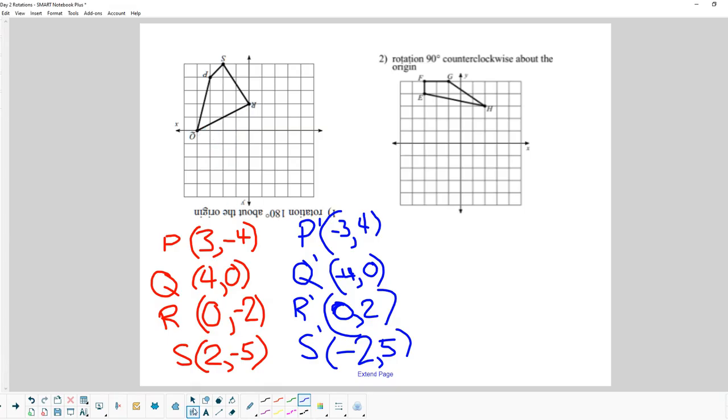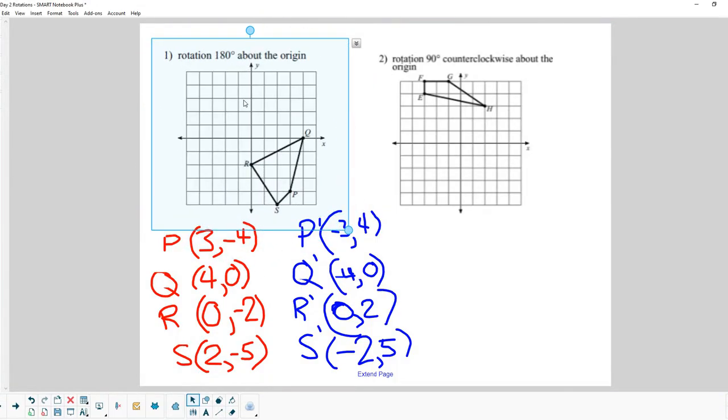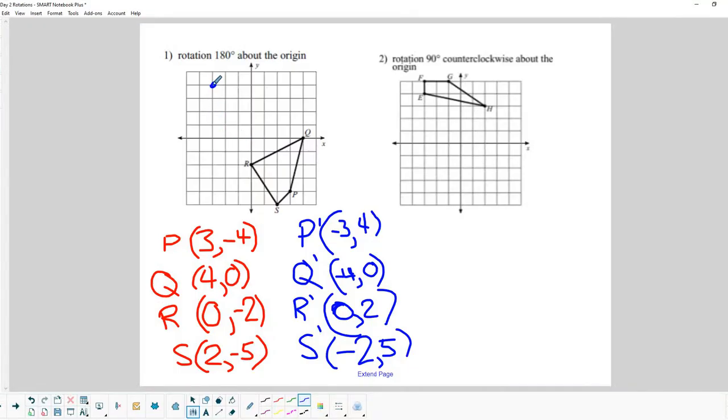Now, in order to do that, I need to rotate this back to where it was, though. Remember, it started out right here, and then I can graph these other points. So negative 3 and 4. 1, 2, 3, 1, 2, 3, 4. So there's negative 3 and 4. So that's P prime up there.